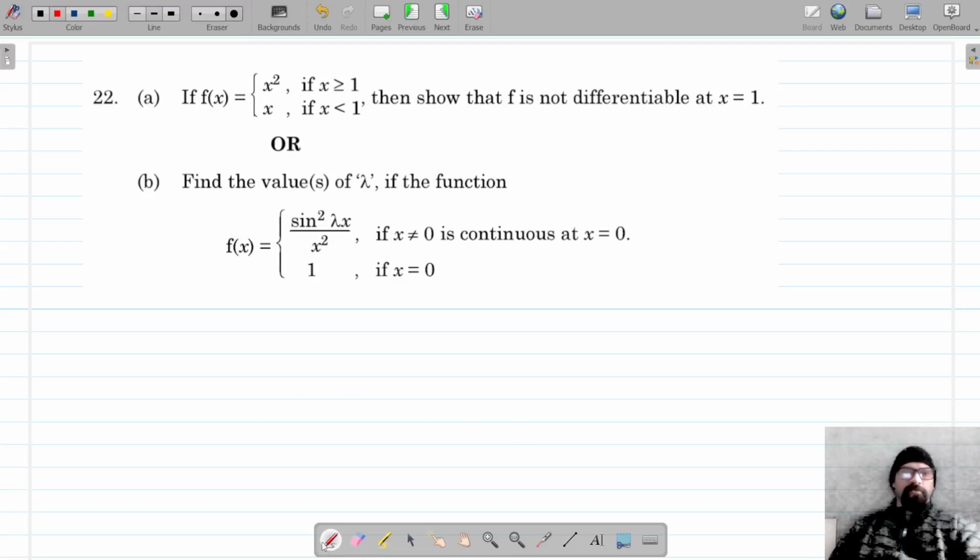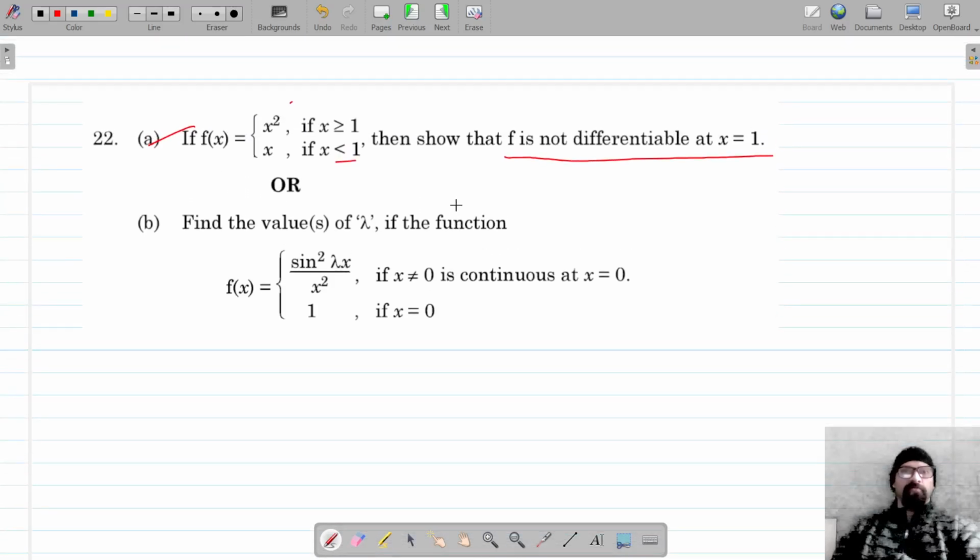Okay, for the next question, that is question number 22, part A. We are given that f of x is equal to x squared when the value of x is greater than or equal to 1, and x when x is less than 1. We have to show that it's not differentiable at x is equal to 1.